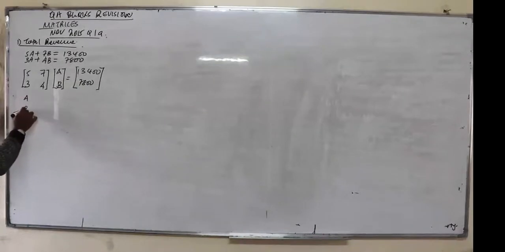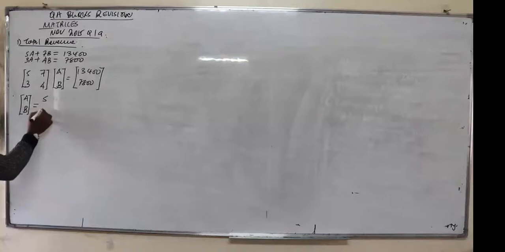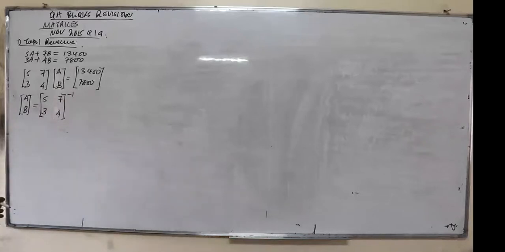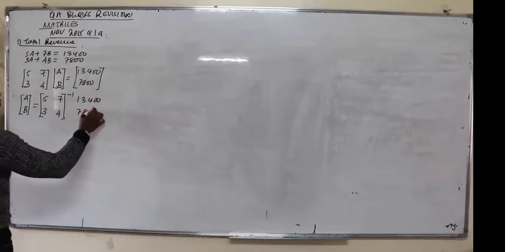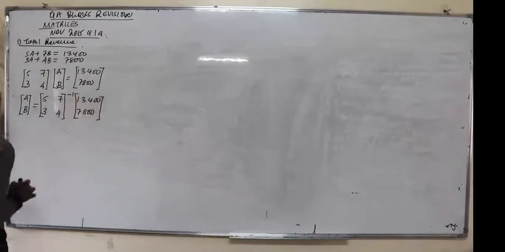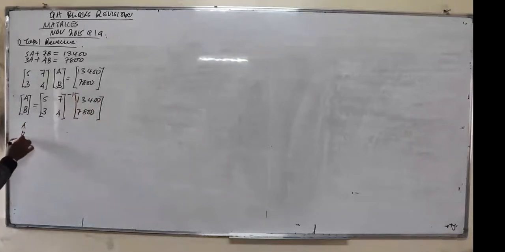So to get A and B, you divide both sides by this matrix. If this goes to the other side by a division, you show it as inverse, as inverse of 5, 3, 7, 4. We said division means inverse. Then we have 13,400, 78. So how do we get A and B?